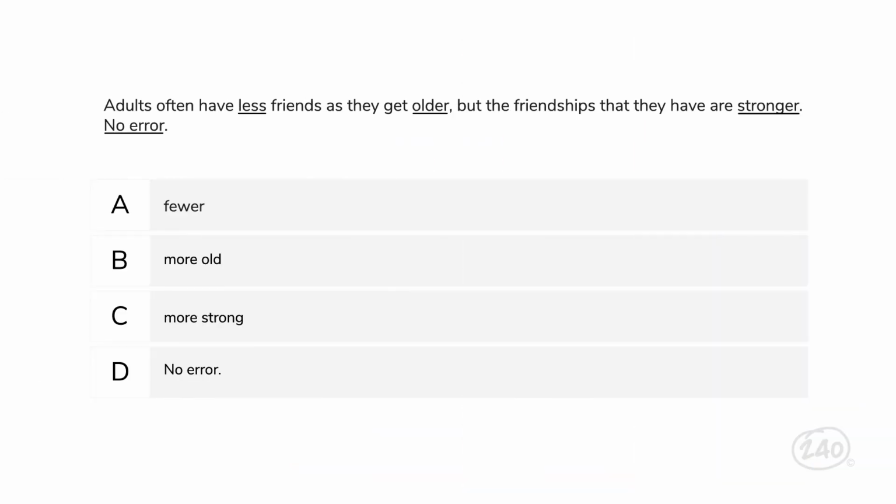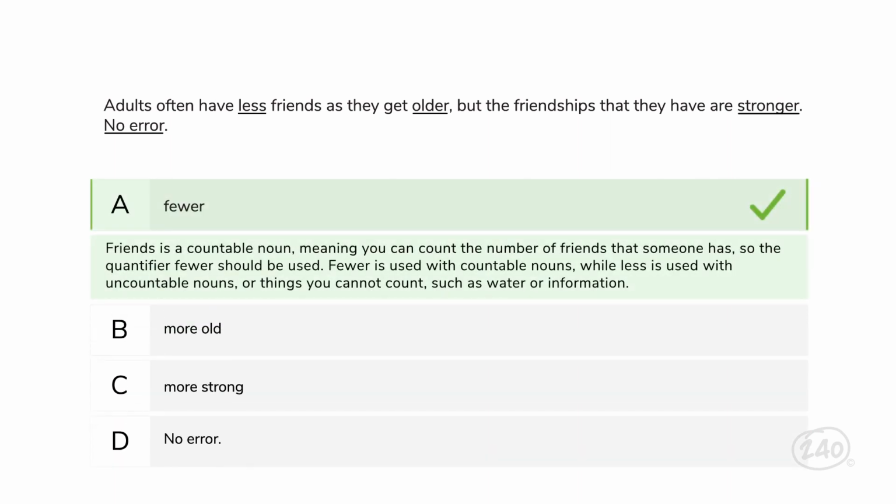All right, let's see one more on standard English conventions. This time, we'll choose the answer that corrects an error in the following sentence. Adults often have less friends as they get older, but the friendships that they have are stronger. In this sentence, fewer should be used in place of less. Friends is a countable noun, meaning you can count the number of friends that someone has, so the quantifier fewer should be used. Fewer is used with countable nouns, while less is used with uncountable nouns, or things that you can't count, such as water or information.